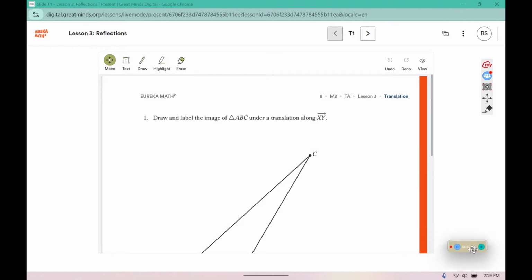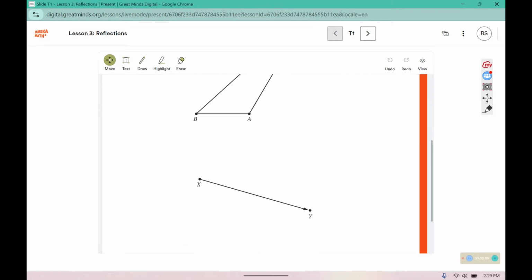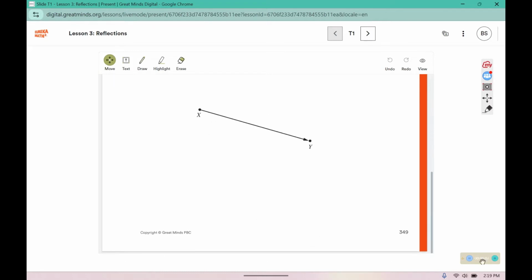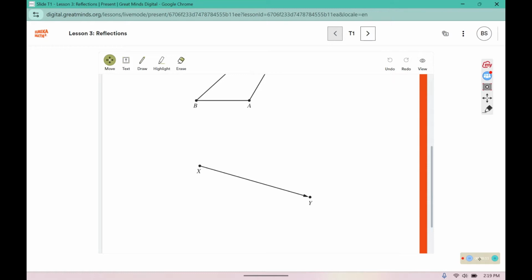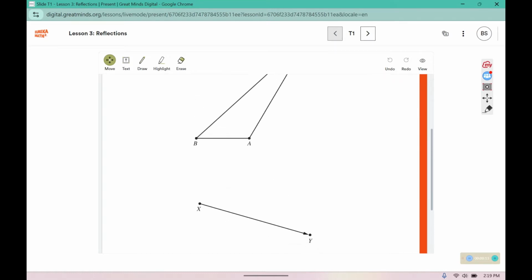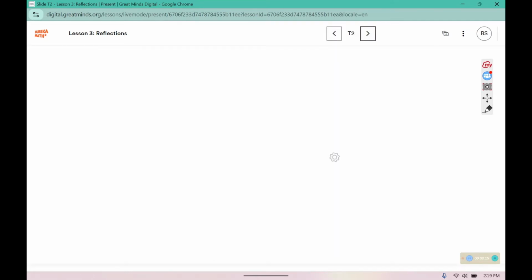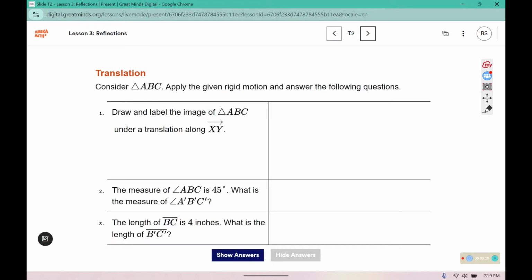Rather than in your composition book, today your warm-up will be in your workbook on page 349. You will need transparency paper or tracing paper and a straight edge. On that page, you are going to start by translating along that vector XY, and then underneath your picture, please complete these two problems. The answer for these three questions should be on that page in your workbook.